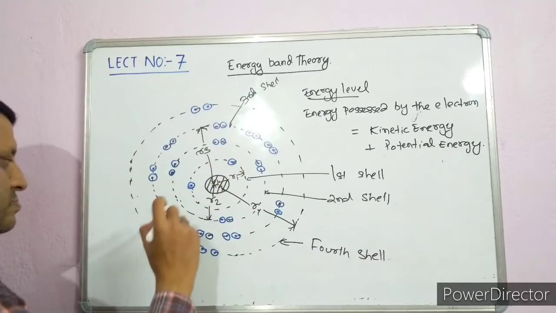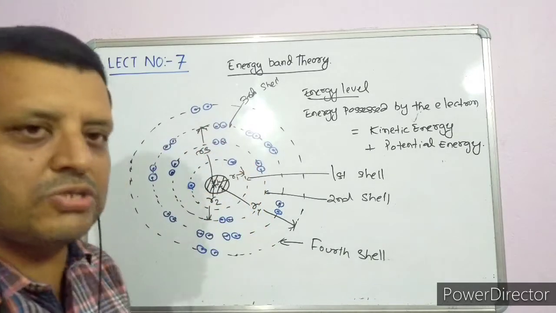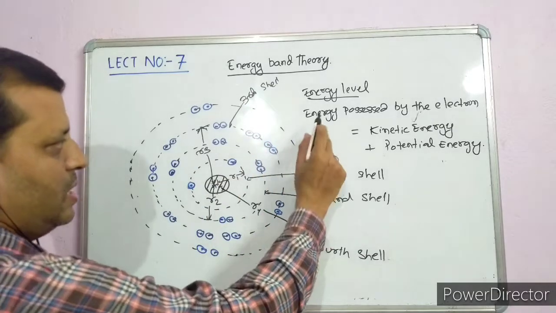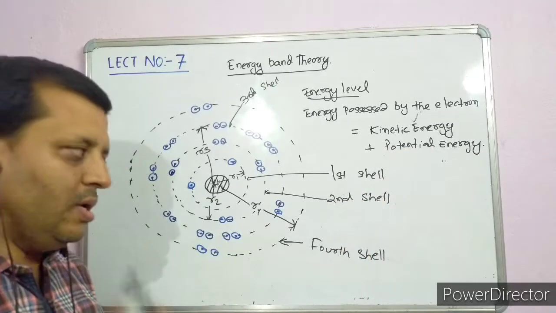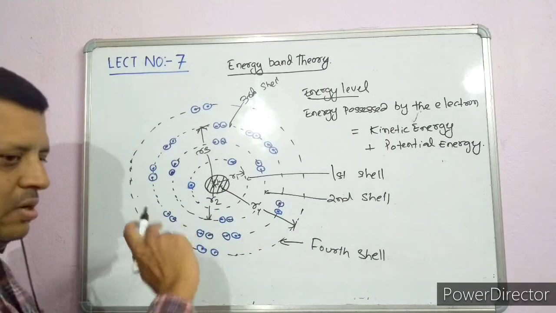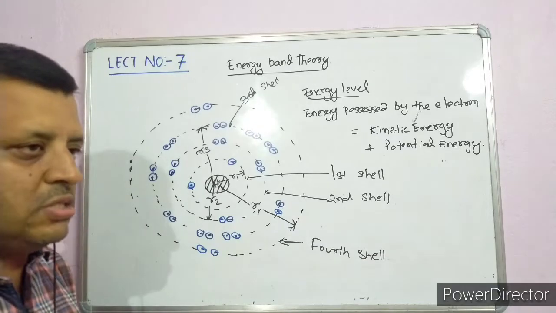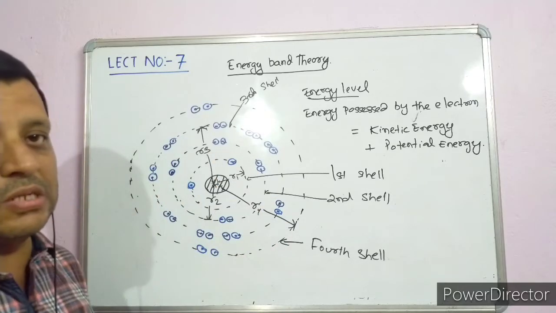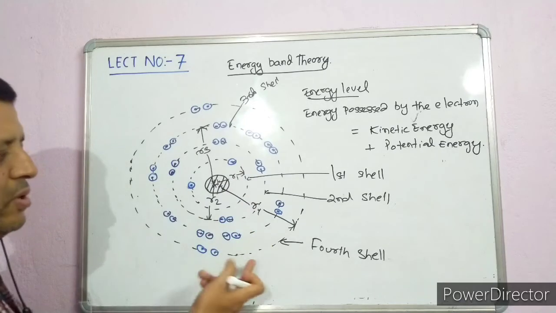All these electrons are moving in the third cell, and they also have some amount of energy associated with them, which is equal to kinetic energy and potential energy. This is the energy of the third cell. So all the electrons moving in this third cell must possess the same amount of energy, which is fixed for that cell, and the same is true for our fourth cell.